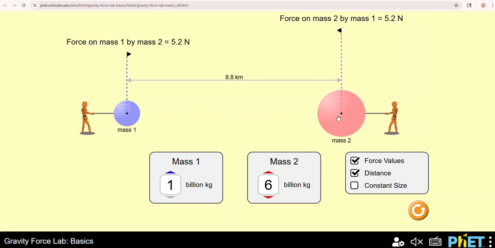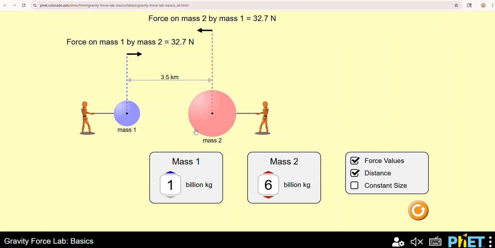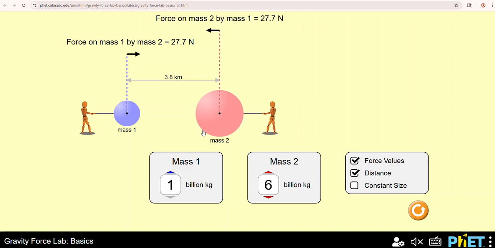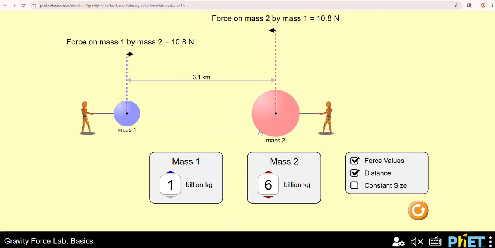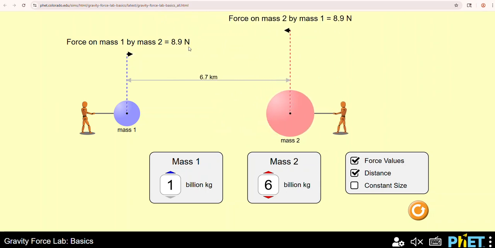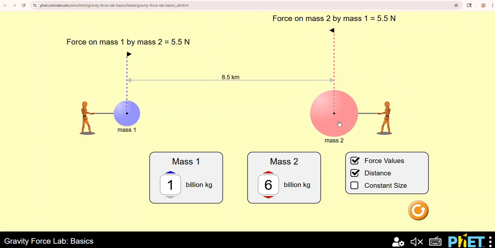So in the experiment you're going to be doing, you will be selecting the masses of the bodies, and you will be increasing, for example, the distance between the bodies, and you will then collect data about the value of the force as we increase the distance between the bodies. It's going to be a very interesting experiment and pretty easy.